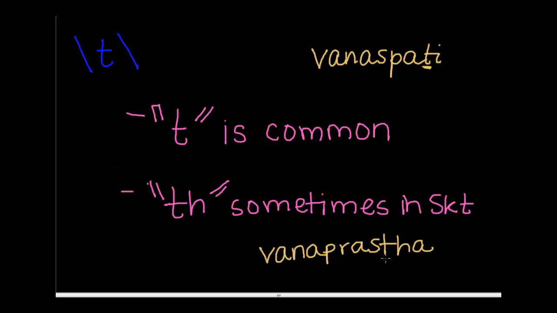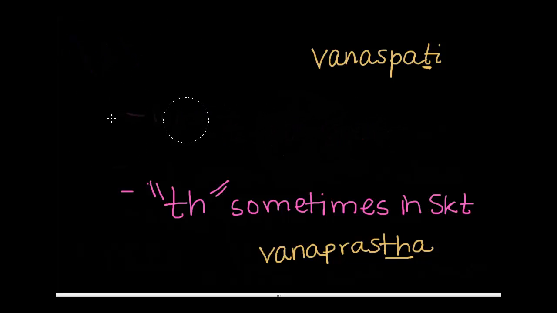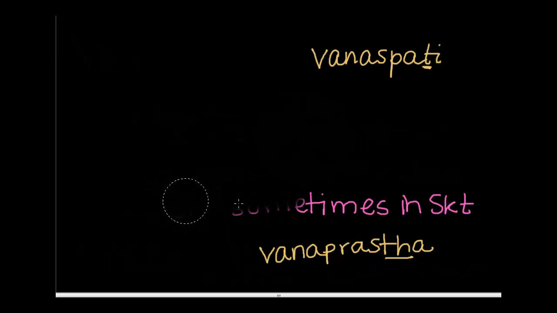Vanaprastha. Okay, so this one, T might look okay, but here it's TH. So again, this is also kind of ambiguous, but you need to know the words and the rules to figure out what it is. Sometimes the definitions can help you lock that spelling into your brain. Okay, so that's T. And I think we're moving towards some easier rules, so you can be happy. I think the hard ones are covered.